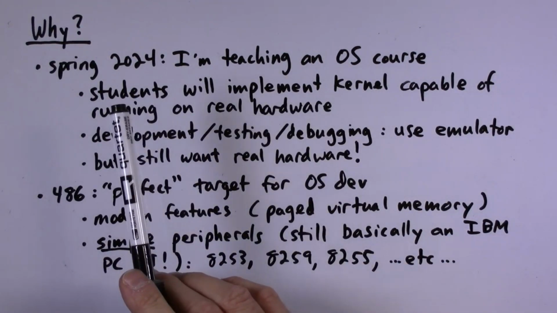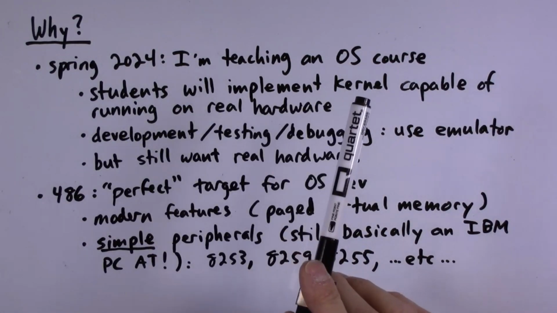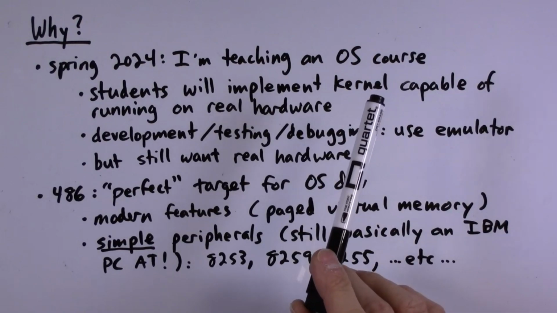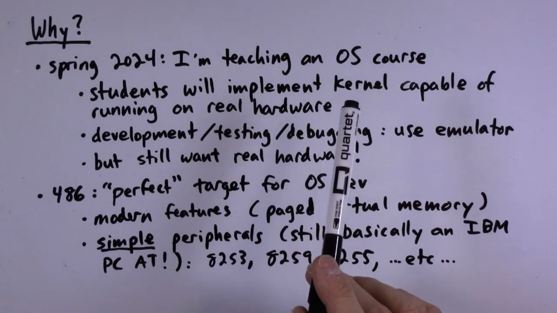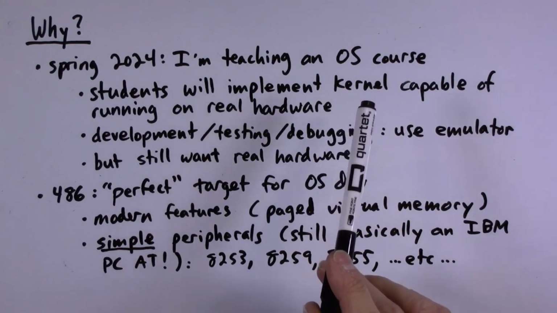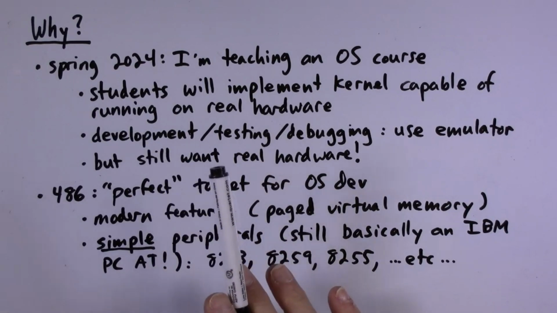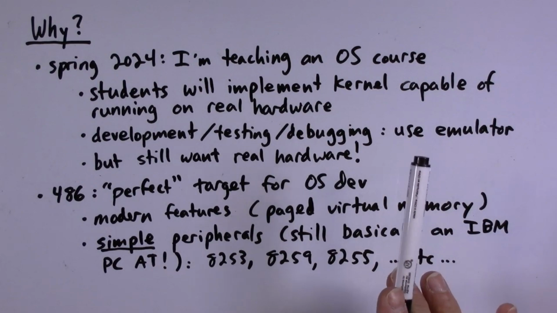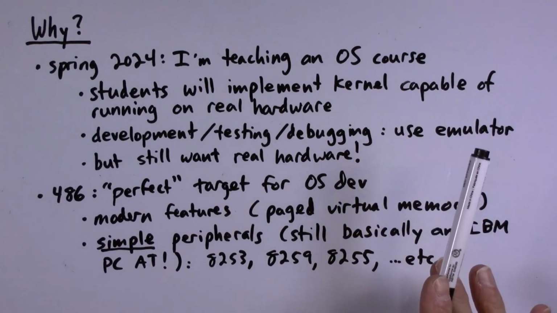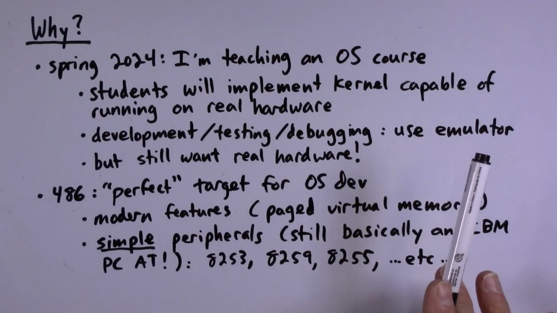So the series of projects I'm planning to have the students do will involve them implementing an operating system kernel that is capable of running on real hardware, and in particular 32-bit x86 systems such as the 486. When students do their development and testing and debugging of their operating system kernel, they are primarily going to be running it on a software emulator that just emulates a 32-bit x86 system.